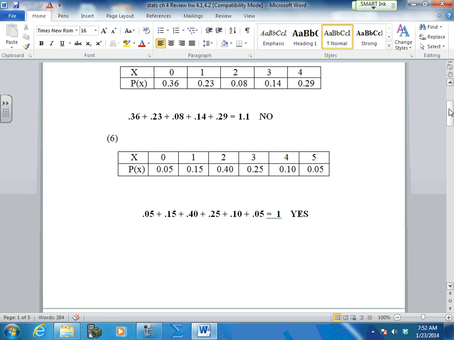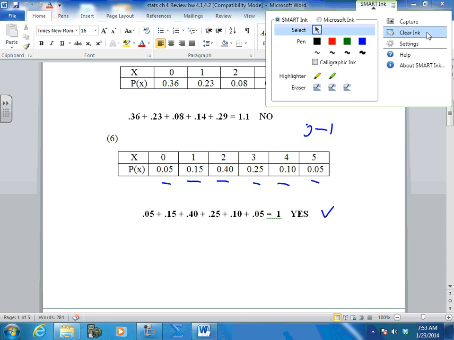This one, check the probabilities first. Are all of these between 0 and 1? Yep. And none of them can be negative. Do they add up to 1? Yep. Then this is a probability distribution. Stop me if you have any questions.